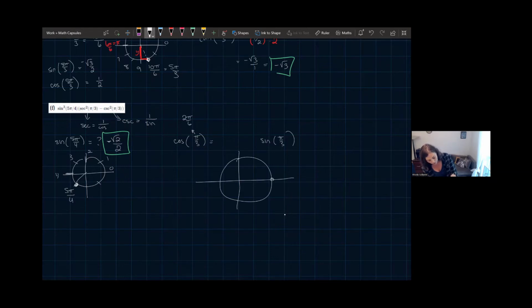So that's a multiple of pi on 6. 2 pi on 6 would be up here. Here I can see that in this position, the x value would be the smaller number, so 1/2. The y value would be the larger number, so root 3 over 2. And I'm in the first quadrant, so they both would be positive. So now I have all of the trig values that I need.